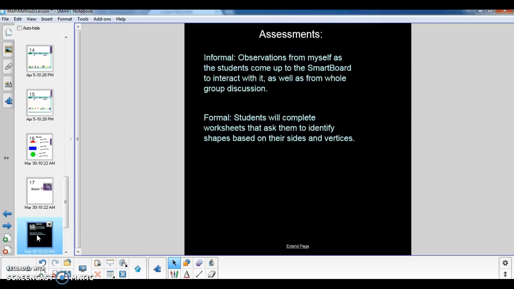And then the assessments, obviously the formal ones will be the worksheets. I'll ask them to identify shapes based on their sides and vertices. And then the informal ones are just observation from myself, and then how students react or interact with the smartboard, and then also group discussion.